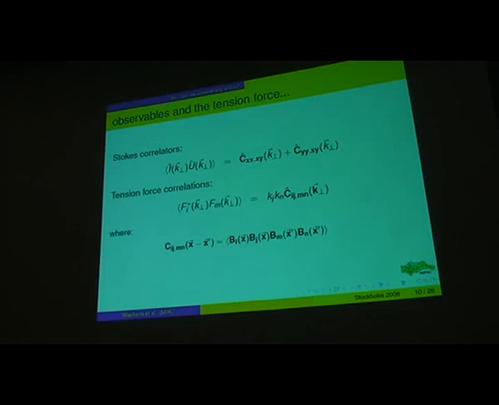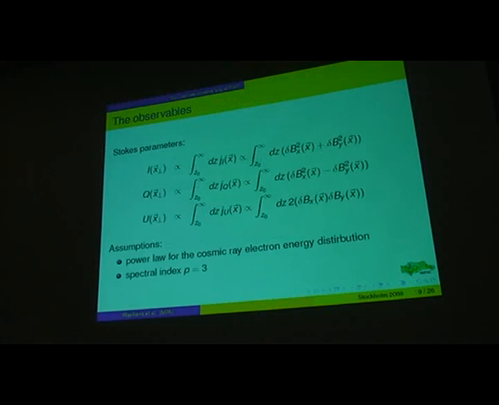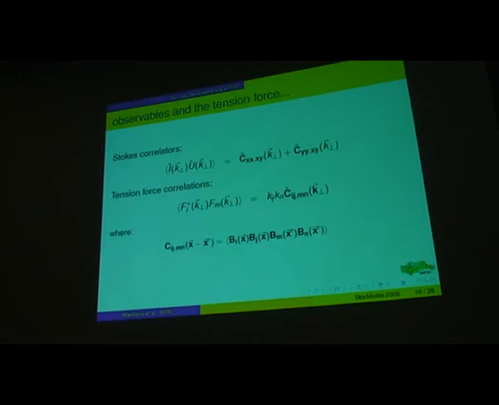As we come back to the previous slide, you see that you have here your Bx squared, so it's going to be xx, and then xy, and then yy, and then again xy. That's precisely what you see on that slide here. So that's the way it looks. These are the building blocks of these Stokes correlators. How does the tension force look? The tension force, since it comes from something like B grad B, is also going to be a 4-point correlator in the end.